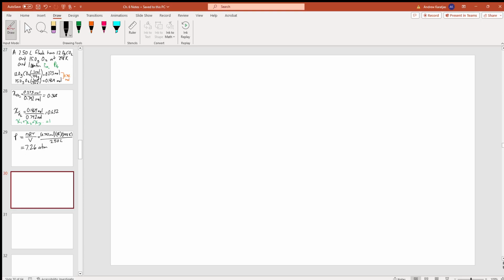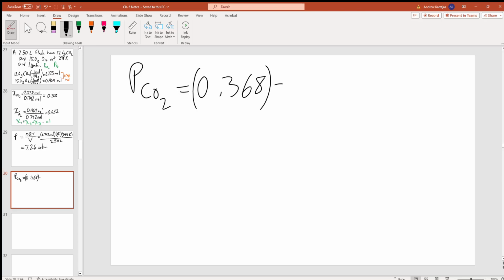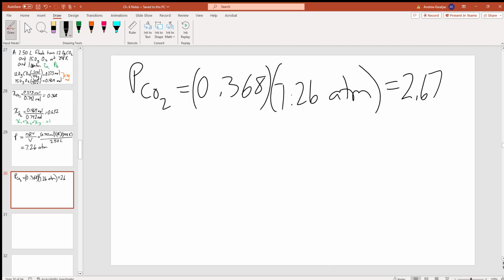The mole fraction of carbon dioxide was 0.368 times that total pressure that we just found, 7.26 atmospheres, and we get the partial pressure of carbon dioxide, 2.67 atmospheres.